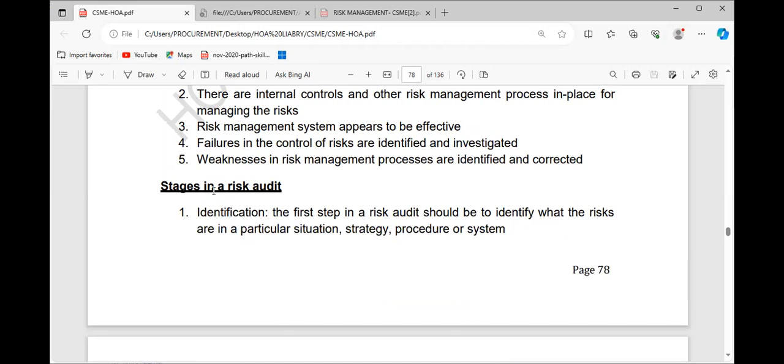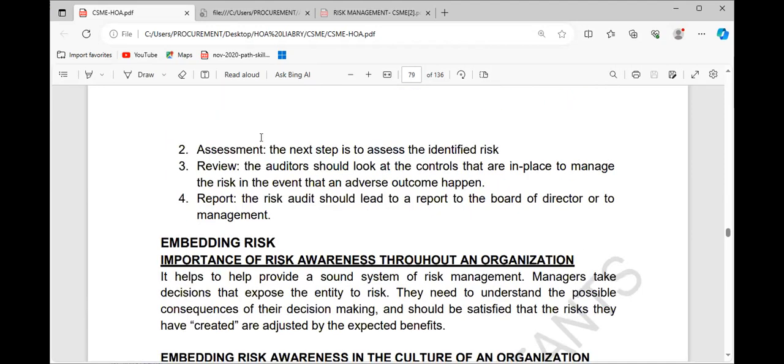What are the stages in risk audit? Like we said, the first thing is to identify. After you have been able to identify, the next thing is to assess, which is the assessment, like I said. Then you review. Once you assess it, it's not the time for you to go and sleep. It's for you to now review. So the auditor should look at the controls that are in place to manage the risks in the event that adverse outcomes happen.